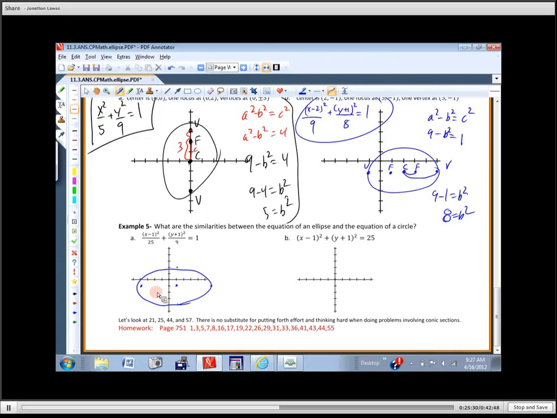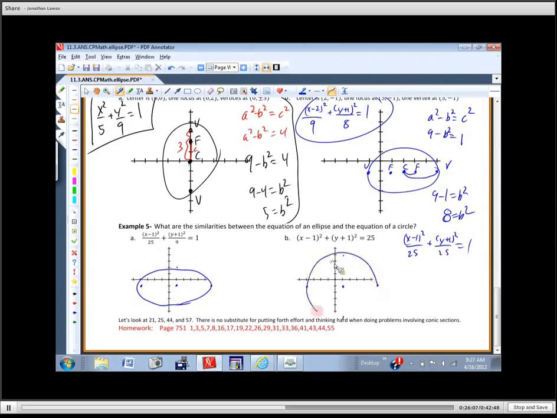What if I did this way? And wrote this as x minus 1 quantity squared over 25 plus y plus 1 quantity squared over 25 equals 1. What if I treated that like I did an ellipse? So what's the center? 1, negative 1. How far would I go in the x? 5. So I'd go 5 over here, I'd go 5 over here. How far would I go in the y? 5. So I'd go up 5, I'd go down 5, and it would look like this.